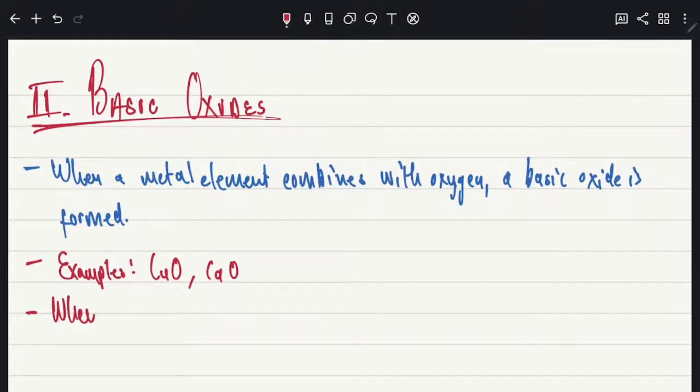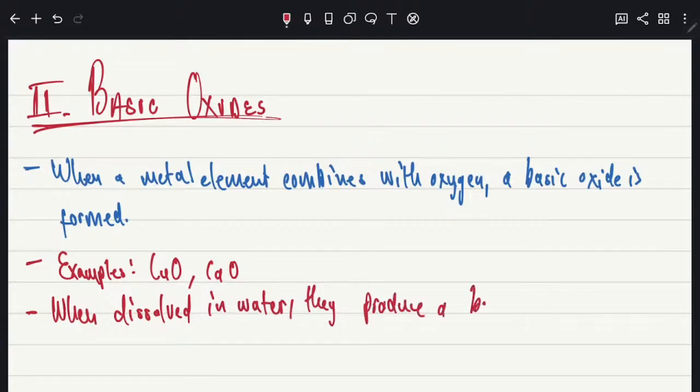Let's put examples. You have copper oxide. You have calcium oxide. What are they forming? Metal and oxygen. Are we together? So they dissolve in water? Yes, they are soluble, these oxides. When dissolved in water, they produce a basic solution.